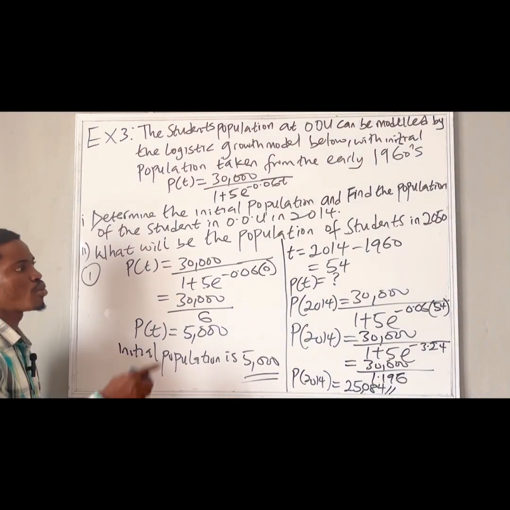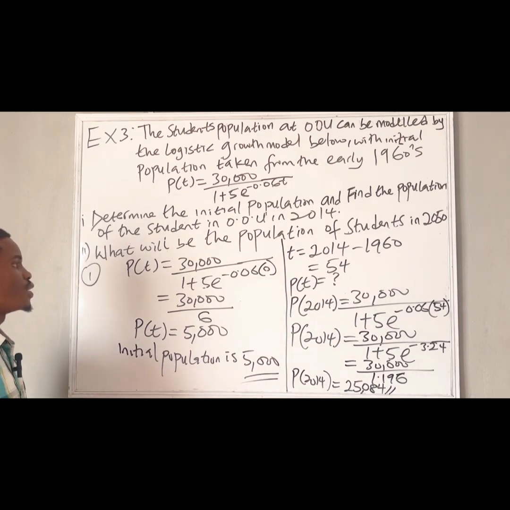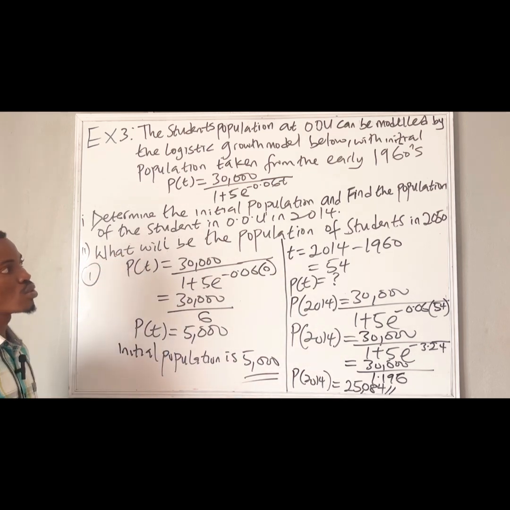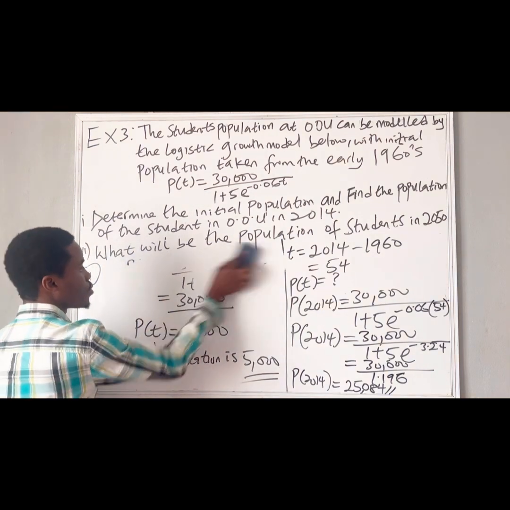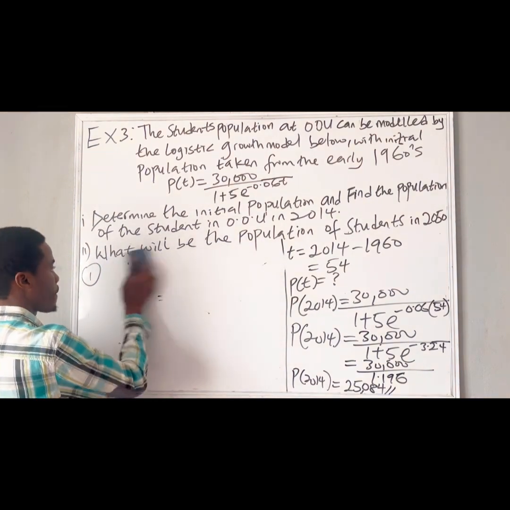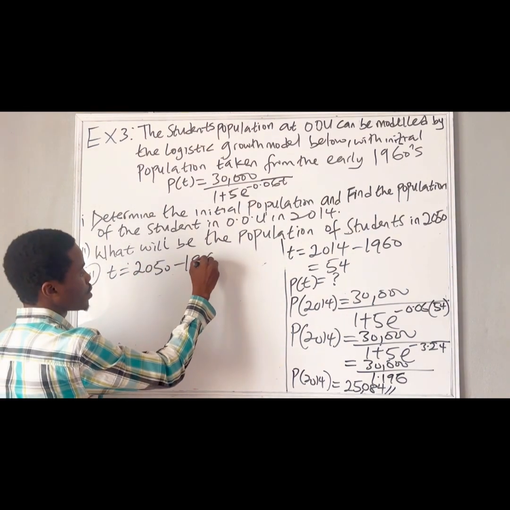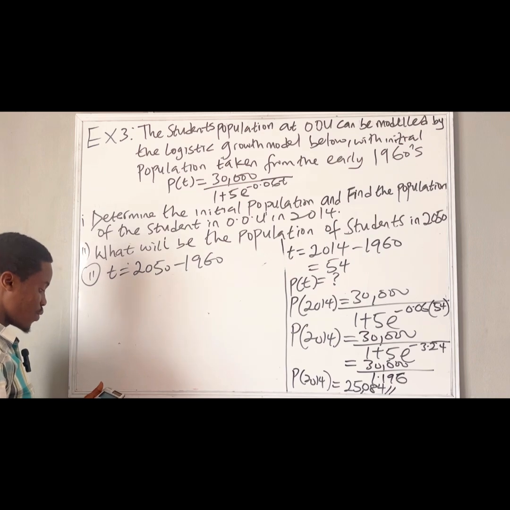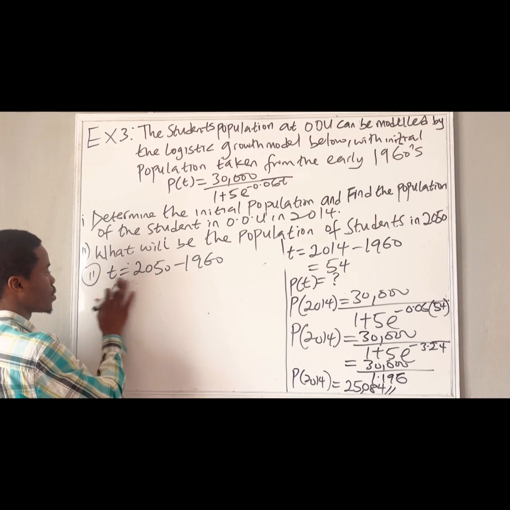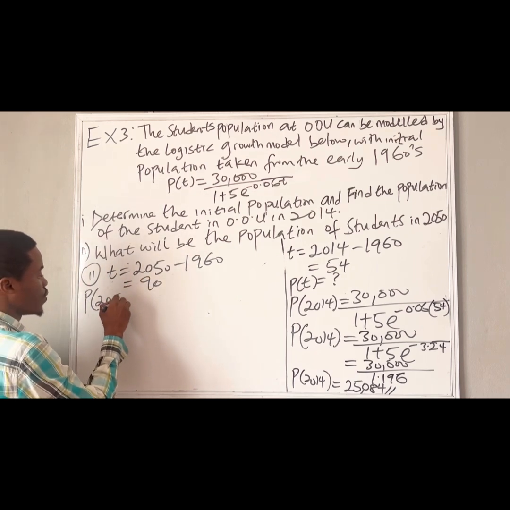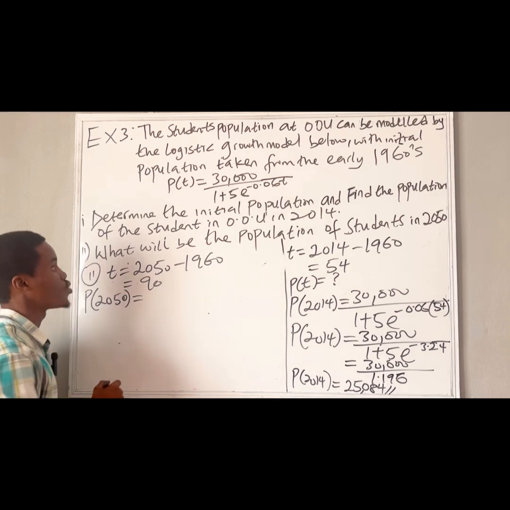Now, what will be the population of students in 2050? It means for us to calculate the population of the students in 2050, we will take 2050 minus 1960. If you subtract 2050 minus 1960, we are going to get 90. So our t is what? 90.